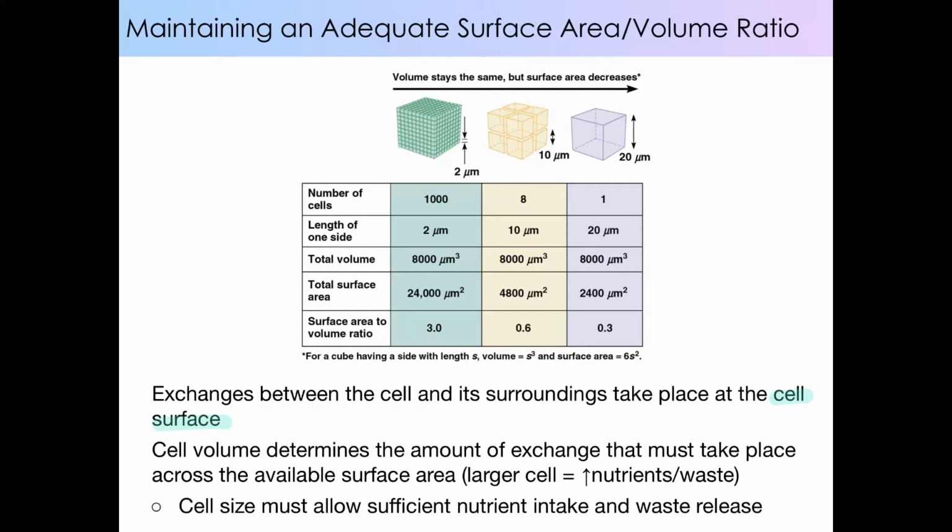So if you take a look at these cubes, these three have the same total volume. However, if we divide a larger volume into smaller cubes, we have a greater surface area. So because the size of the cell will determine how much material the cell will need and how much waste it needs to get rid of, beyond a certain threshold, a large cell would not have a large enough surface area to allow for sufficient intake of nutrients and release of wastes. Cell size can increase as long as the membrane surface area is still adequate for the passage of materials into and out of the cell.